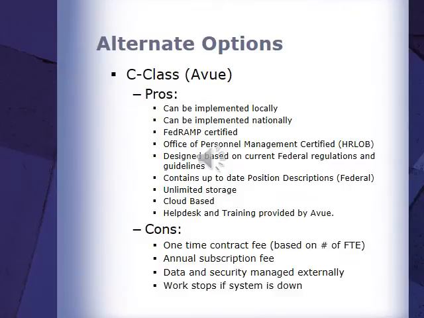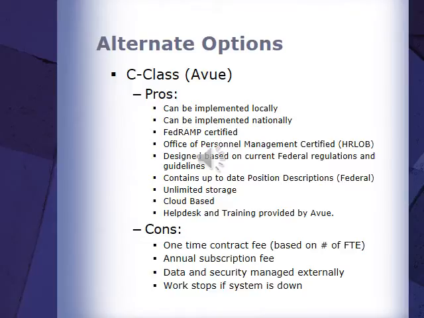Our third option would be to go with C-Class, which was developed by Avu Technologies. This system would be a great system to manage our process and has also been certified by the Office of Personnel Management, HR Line of Business, and FedRAMP. So this is an approved software already by our federal organization, and it allows us to expand our process in the future nationally if we choose to do so.